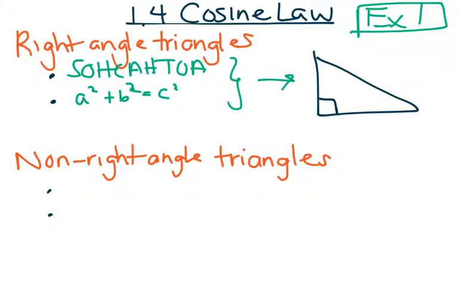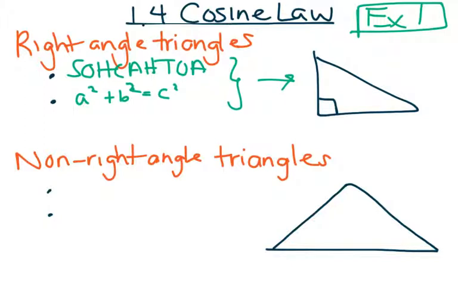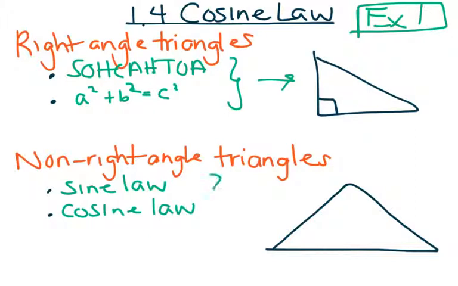If we have any other triangle, so maybe something that looks like this, we cannot use SOHCAHTOA and we cannot use Pythagorean theorem. So we are left with two other tools that we can use. One of them is sine law, which we looked at in the last lesson, and the second one is cosine law. Cosine law and sine law will also work for right angle triangles, but they can be quite a bit more work than SOHCAHTOA. So if you see a right angle triangle, we just use SOHCAHTOA.